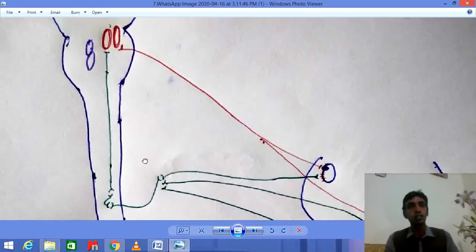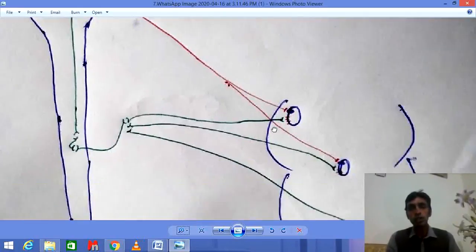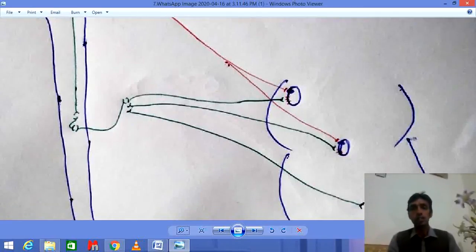So when this nucleus, this cardioactivatory center, is activated, it will transmit the information towards the SA node, AV node, and the cardiac muscle. By transmitting the information toward the SA node, AV node, and cardiac muscle, this will increase the heart rate.